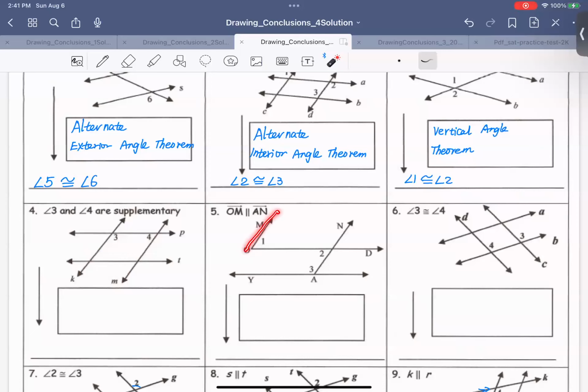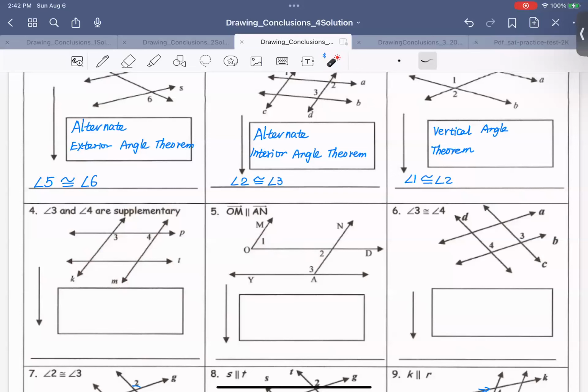Now look at here. OM parallel to AN. If OM parallel to AN, what do you say? Angle 1 equals angle 2. Angle 1 congruent to angle 2 because? Alternate interior angle postulate. No, don't say postulate. That's a theorem. Those are called postulates. Here is the theorem, okay?